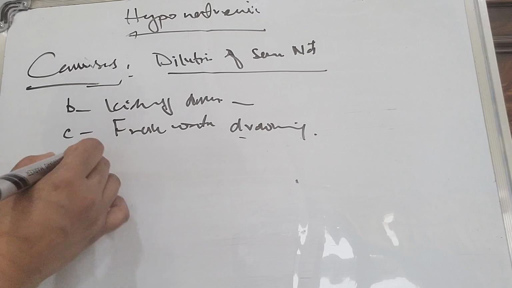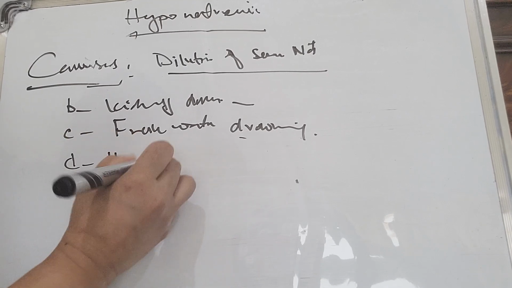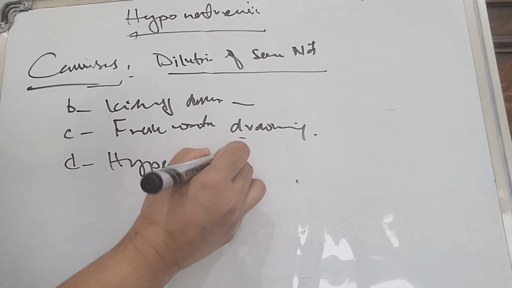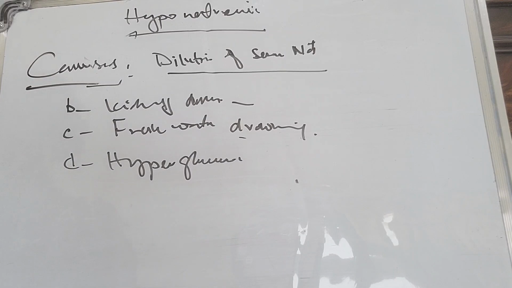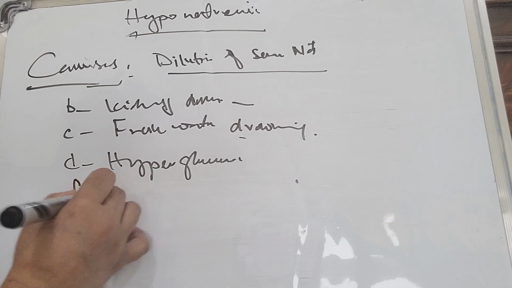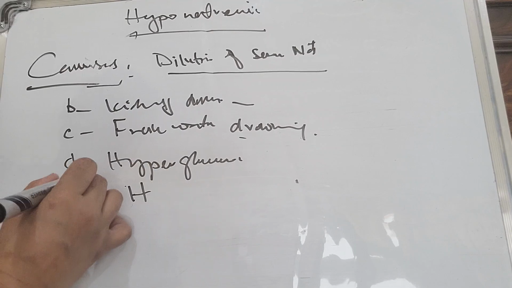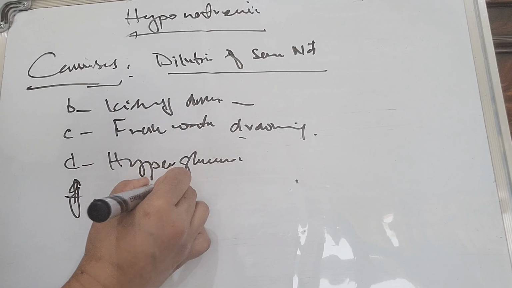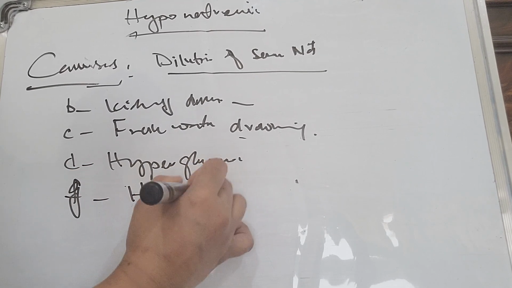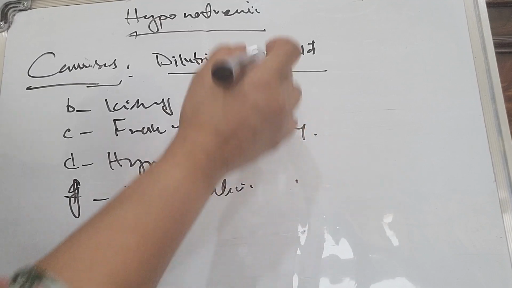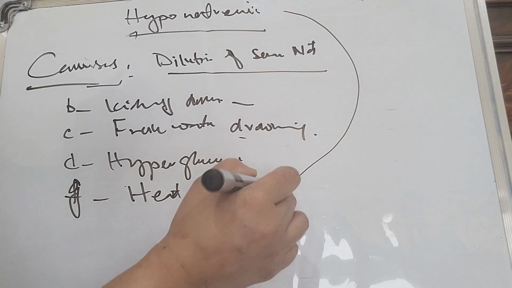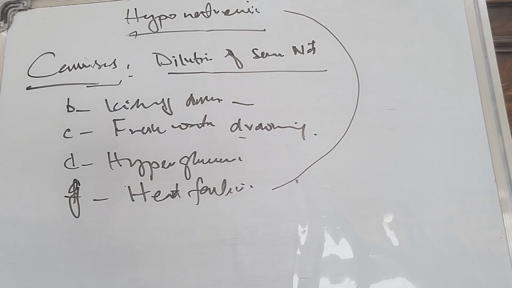Then D, hyperglycemia. A patient with hyperglycemia also has hyponatremia. Then F, heart failure. A heart failure patient also has hyponatremia. The excessive fluid, hypervolemia, also causes hyponatremia.